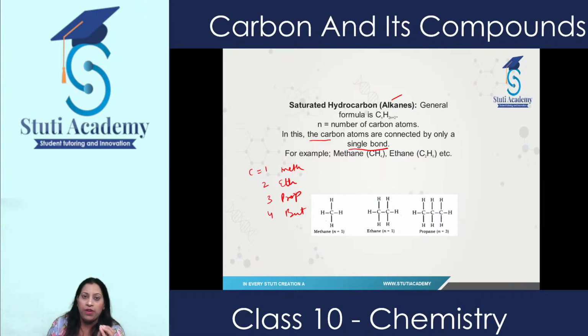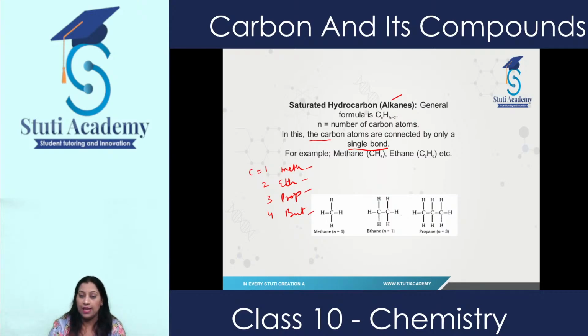So just remember, if carbon atom is 1, we'll use meth, then for 2 eth, for 3 prop, and for 4 but. And the formula for alkane, which is a saturated hydrocarbon: the carbon atoms are connected by a single bond. It means they are linked together by single bond. And here are the examples.